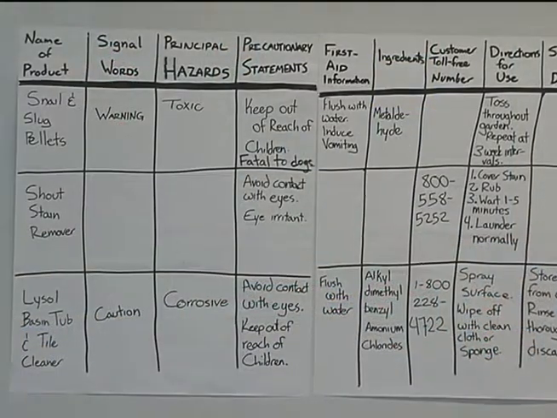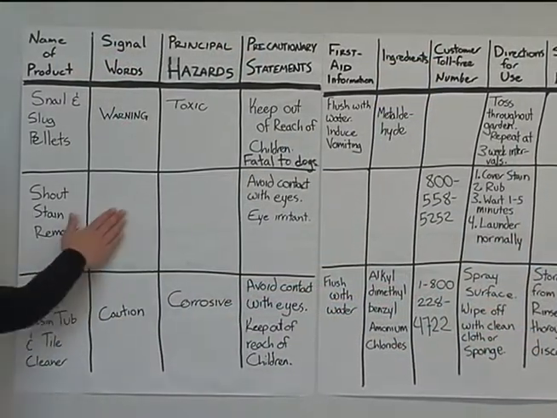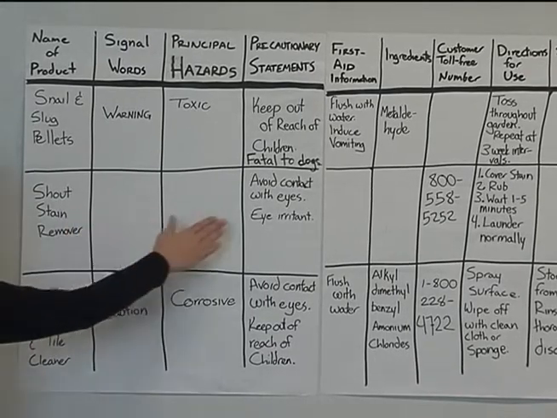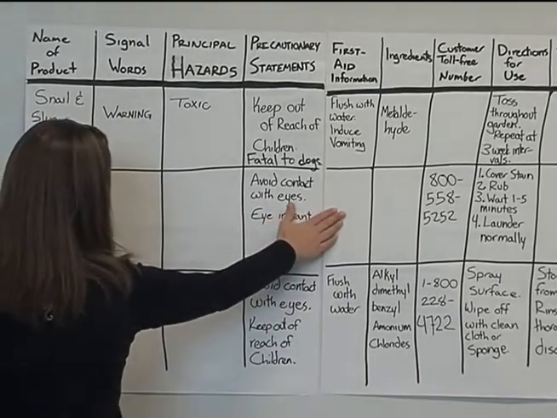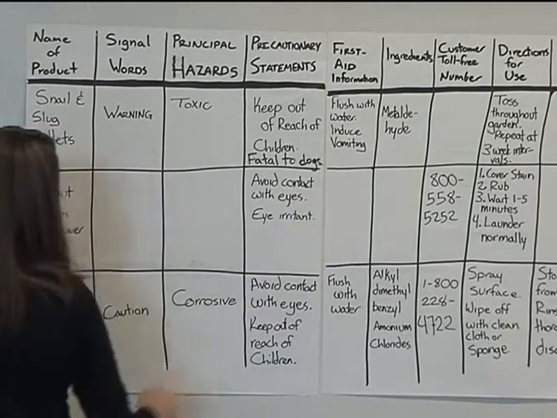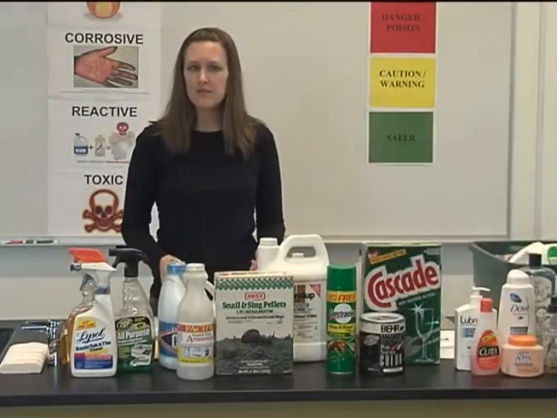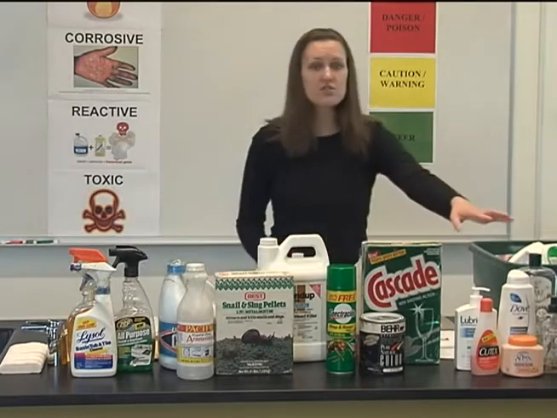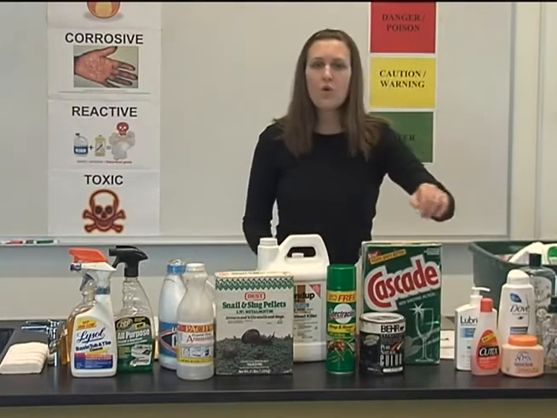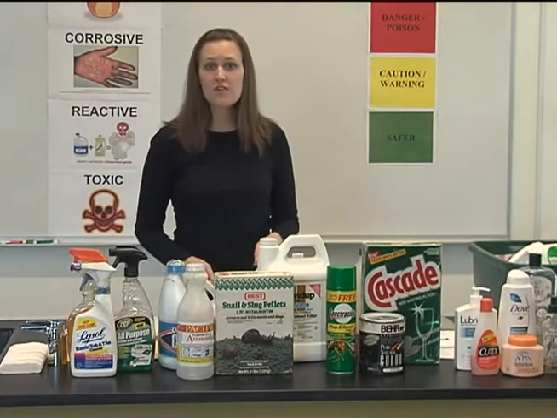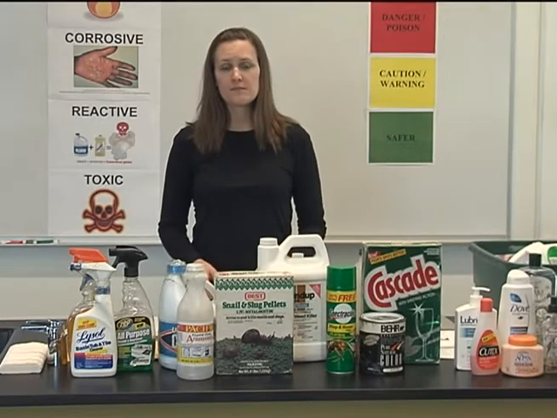Are all the sections filled in for all products? If not, why are some sections blank? For example, if a product label doesn't list a signal word or first aid instructions, is it because the product is safe? Is it a personal care product? Or is it an older product not covered under current labeling regulations?